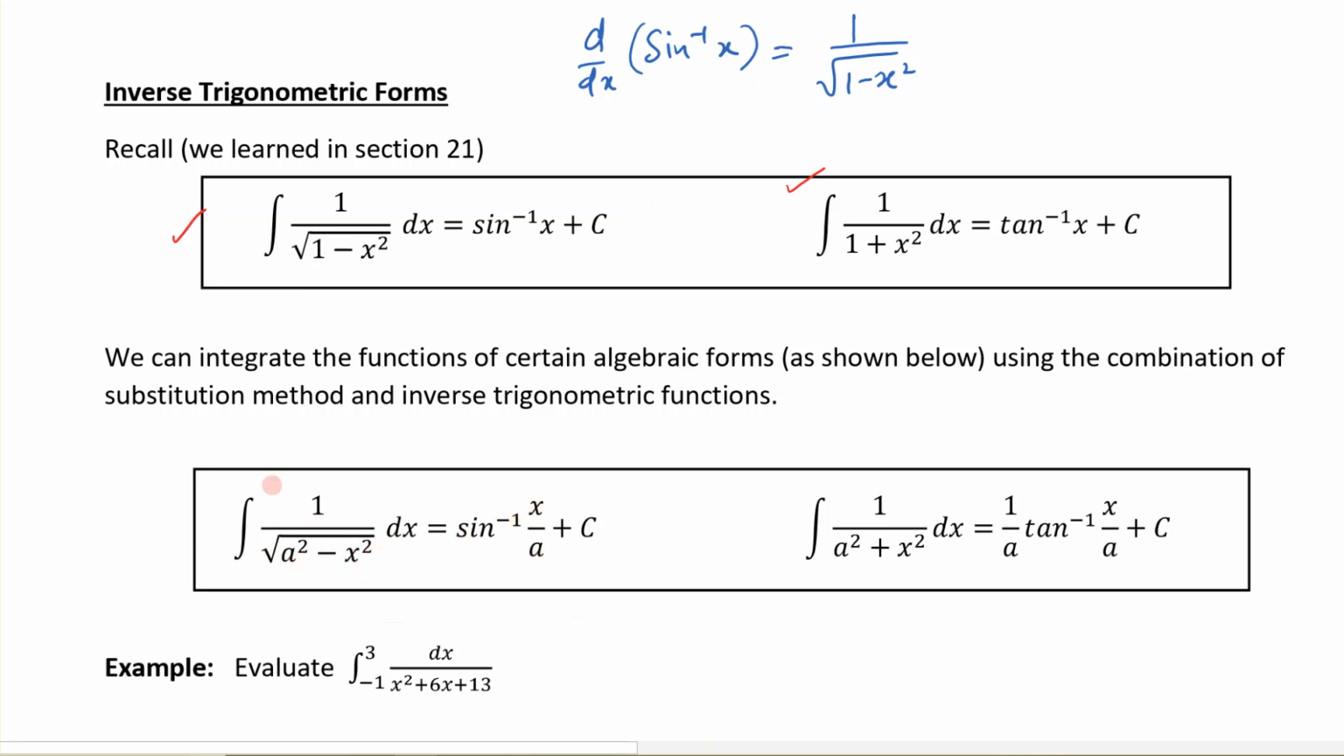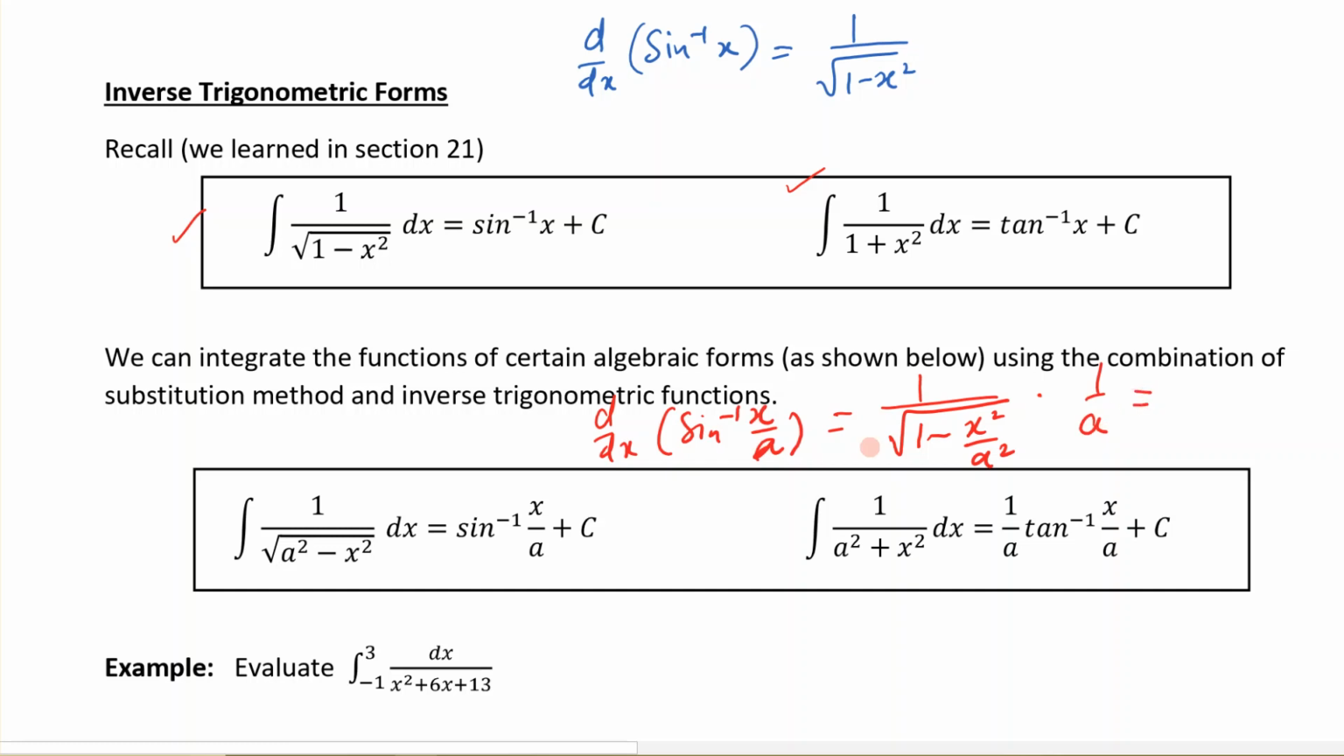a. Since we know that the substitution method is like reversing the chain rule, you can think of what would be the derivative of sine inverse x over a. So the derivative of this would be 1 over square root of 1 minus the square of the angle. The angle in this case is x over a. So x squared over a squared, times, by chain rule we also need to take the derivative of x over a, which would be 1 over a.